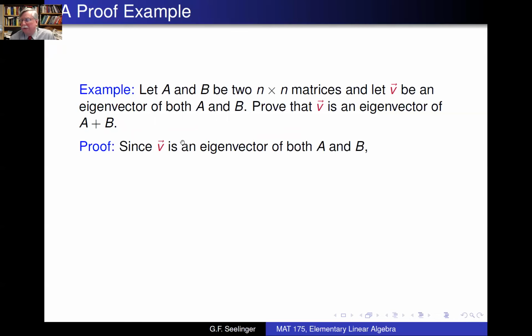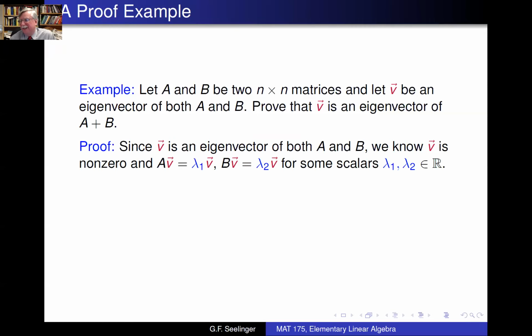Since V is an eigenvector of both A and B, I can use the definition to say that AV is equal to some scalar times V. So think of that as a blob times V. And BV is a blob times V as well. Now they may be different values, so I want to denote these differently. I'll call this one lambda 1, this one lambda 2, for some scalars lambda 1, lambda 2.